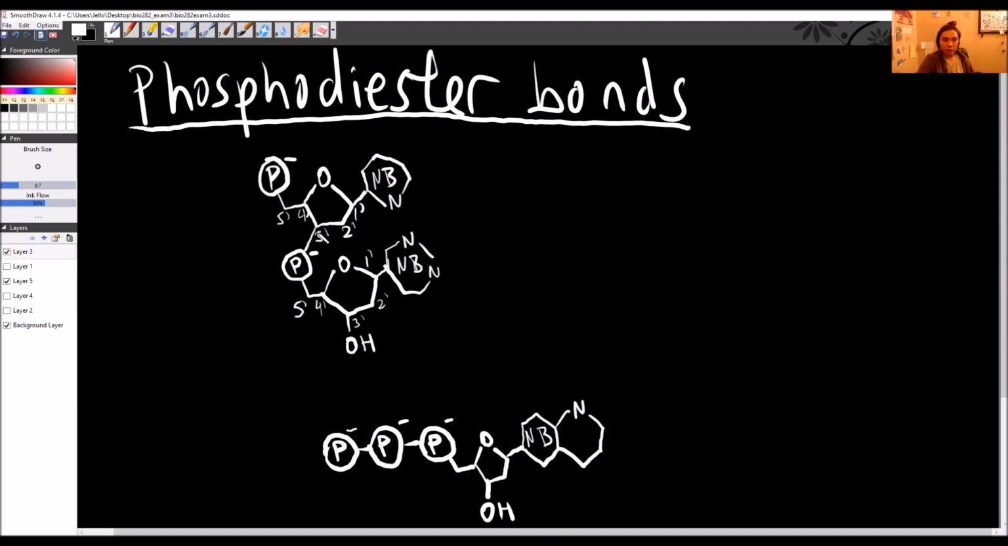And this bond going from the 3 prime carbon of one nucleotide to the 5 prime carbon of another one is the phosphodiester bond. So let's model what it would be like to make our 2 nucleotide long nucleic acid into a 3 nucleotide long nucleic acid. So we want to add this one on.